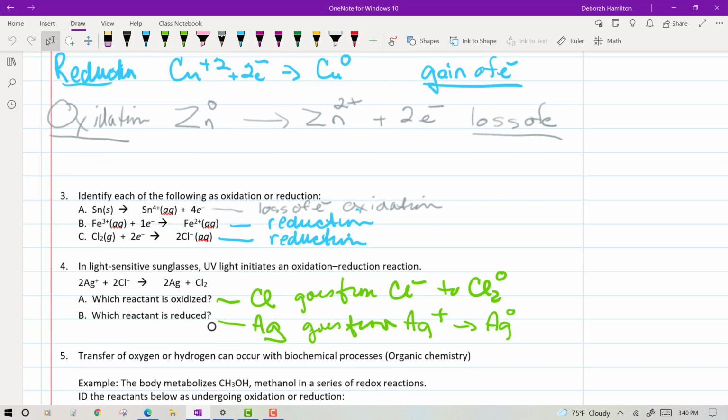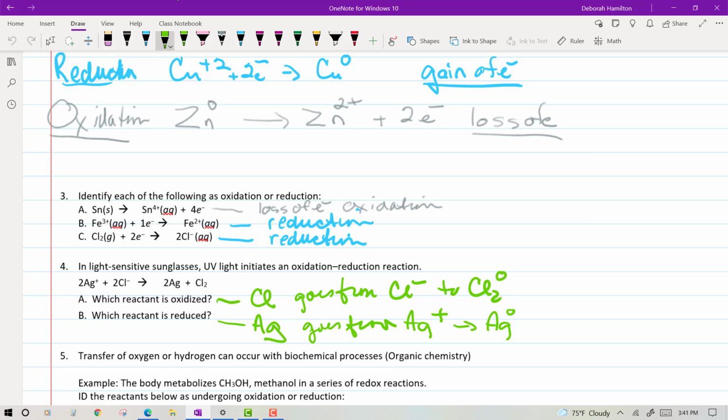Check your answers on these. The tin is going from a 0 charge to a +4 charge, so it must lose electrons to do that. So that's oxidation. Both equations in B and C are undergoing reduction reactions, because their oxidation state is going from 3+ to 2+ for iron, and 0 to -1 for the chloride ion.